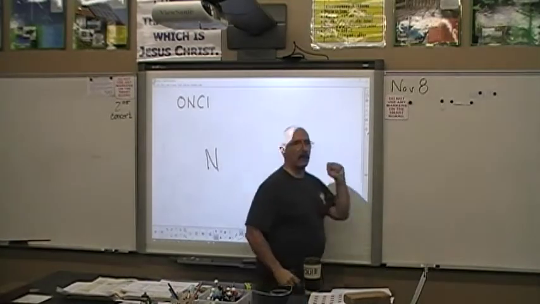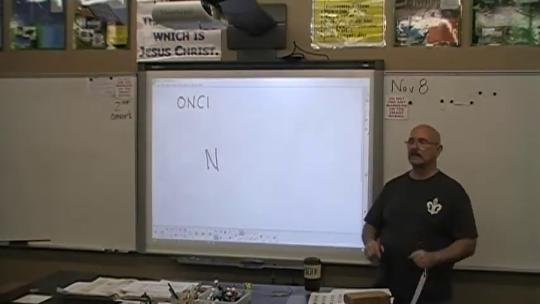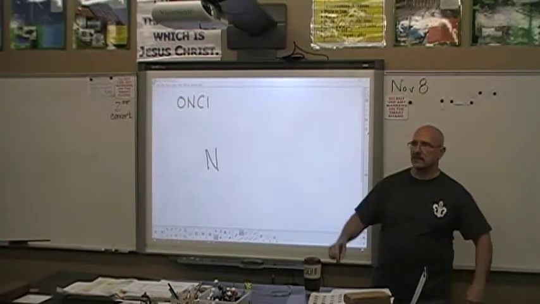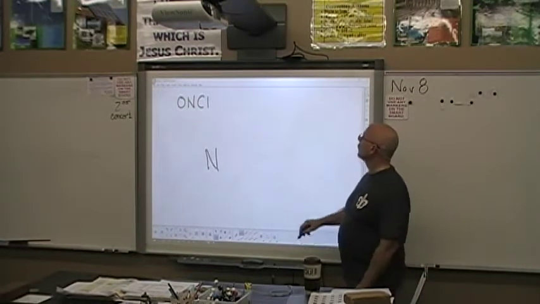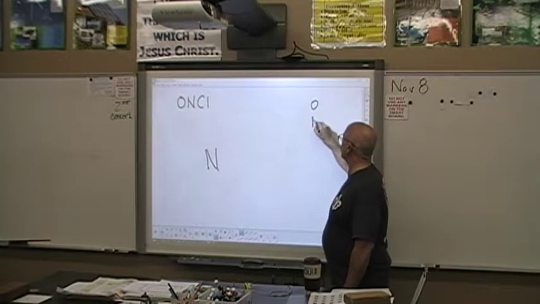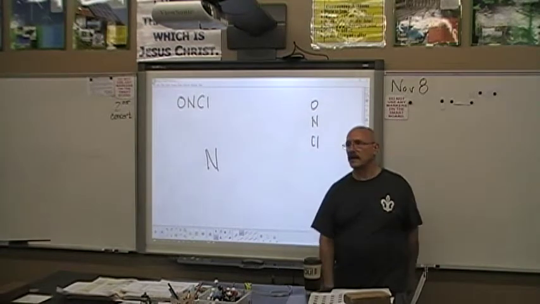We're going to add up all our valence electrons. Take a minute, add them up. Let's see if we all get the same number. I'm not going to do it for you. We're going to add up 1 O, 1 N, and 1 Cl. See how many you get.